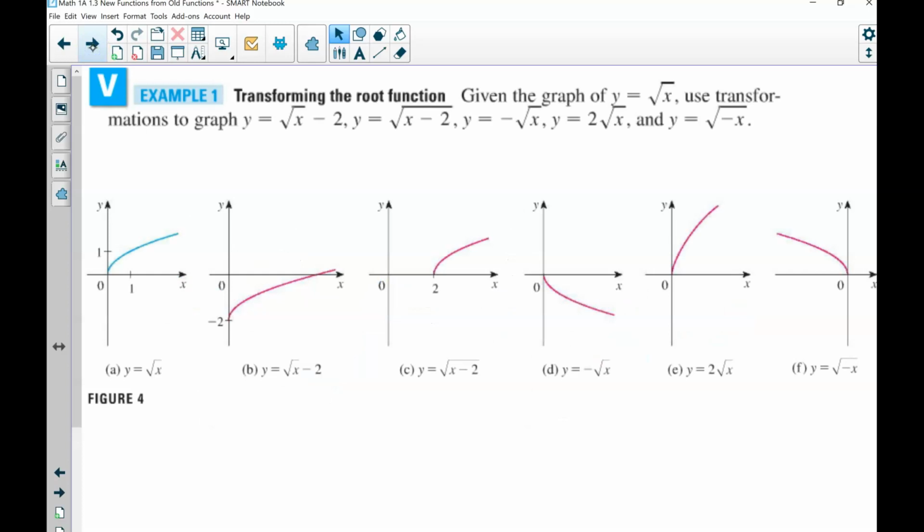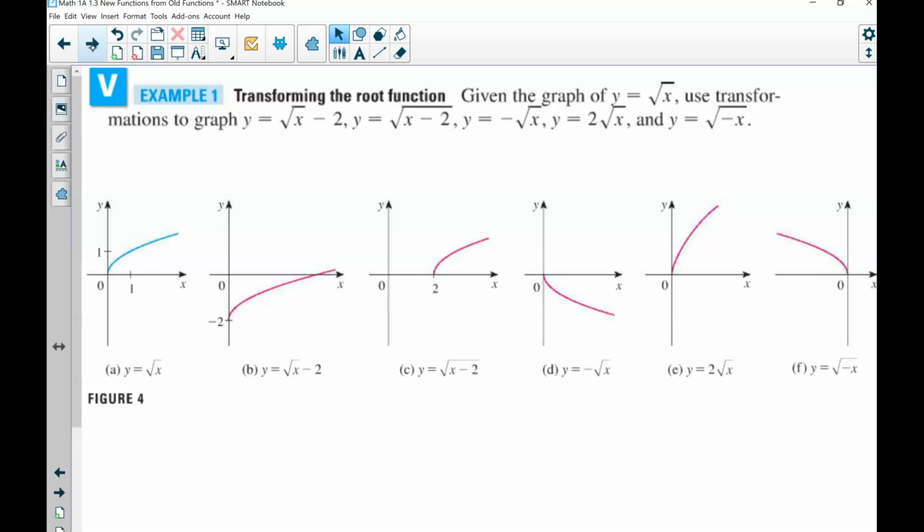Now let's take a look at example number 1. What we're doing is transforming the root function. The root function is the first function that you can see on the left, y equals the square root of x. And we're going to use transformations to graph the following. Y equals the square root of x minus 2. If you look at the second graph, that means that we shifted the graph 2 units down because c would be represented by negative 2.